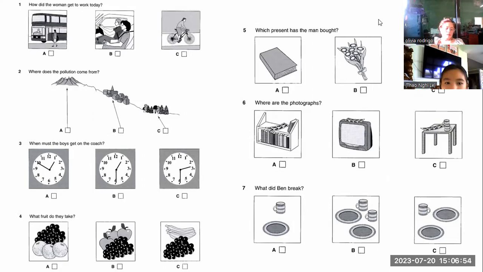One. How did the woman get to work today? Oh, I'm so sorry I'm late. I missed the bus. I was trying to decide whether to walk or go back and get my bike when I saw my neighbour. Luckily, he offered me a lift because he works near here. Now listen again.